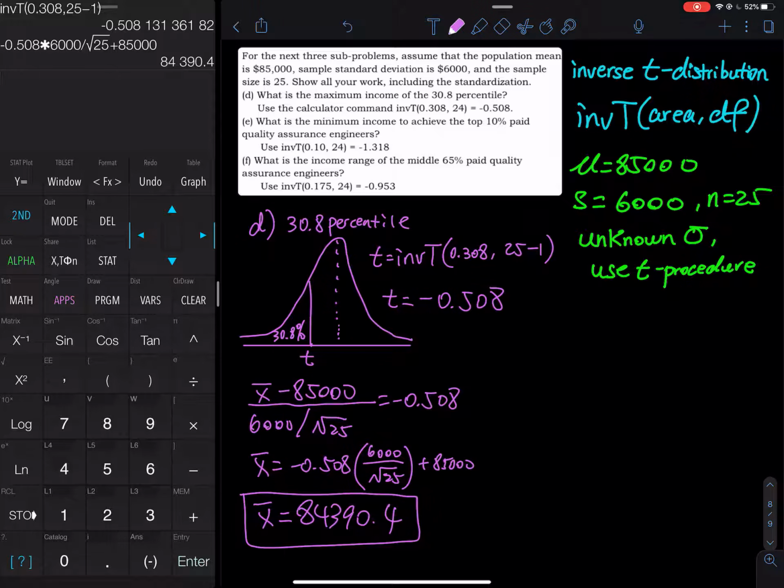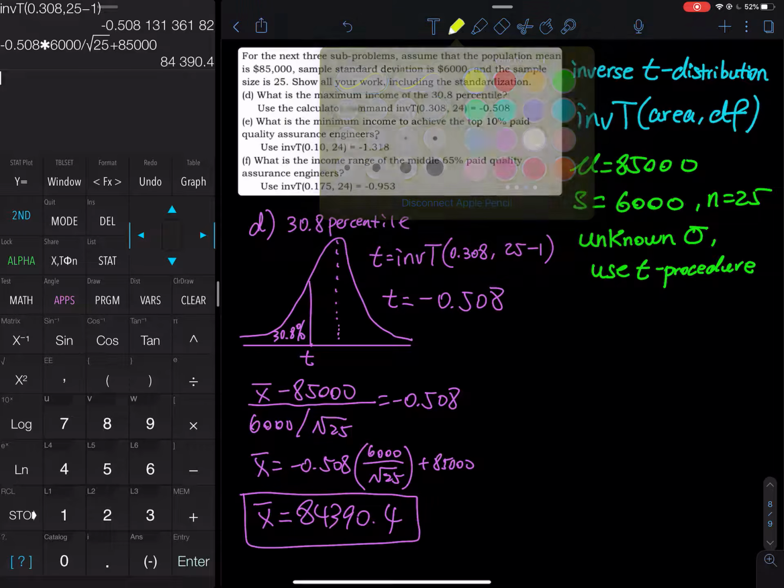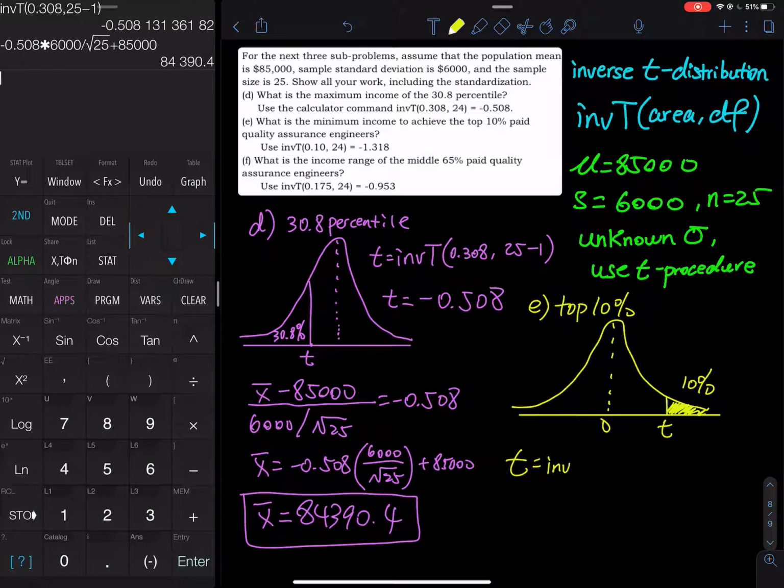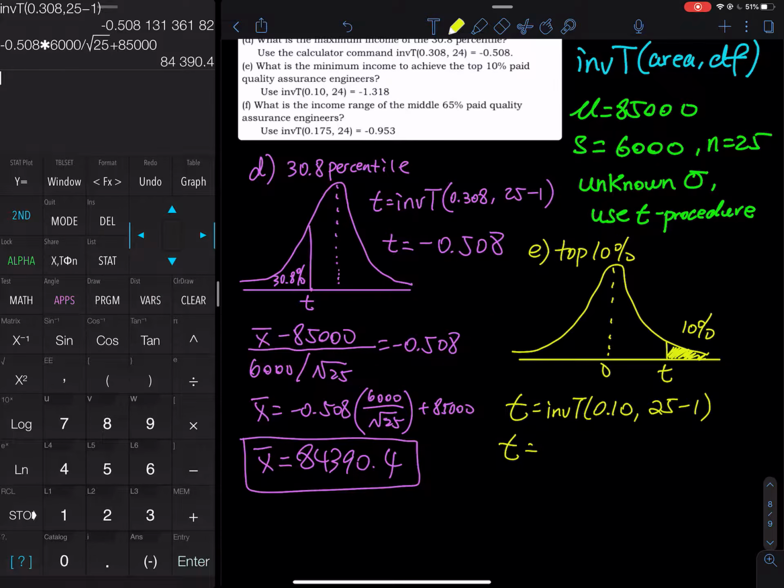Okay, and then the next part, E, asks for the top 10%. So you draw a picture first, a bell curve, with 0 right in the middle. You cut 10% on the right hand side, the top 10%. And then this T equals inverse T of 10%, and the degree of freedom is 25 minus 1. We have to use the degree of freedom because that determines the shape of the curve. Second vars, inverse T, 10%, and then 25 minus 1.